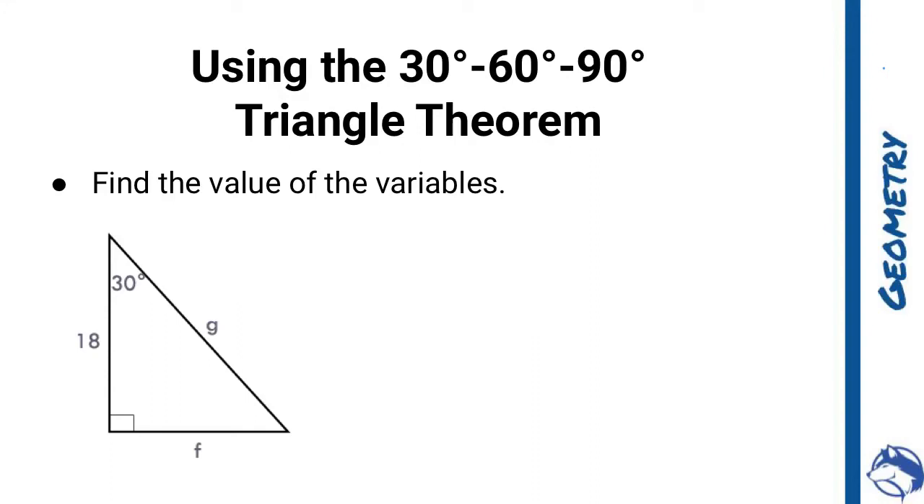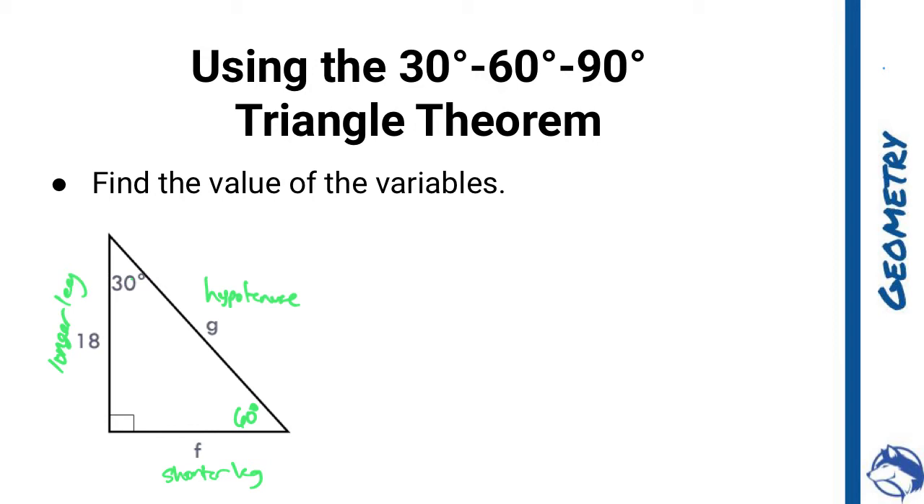Alright, so we're going to use this 30, 60, 90 theorem to find the value of the variables in this triangle. So first thing I always do is I want to make sure that I'm labeling my sides. So if that's 30 degrees, I know that this other angle is 60 degrees, which makes F my shorter leg. This G is going to be my hypotenuse, and 18 is my longer leg.